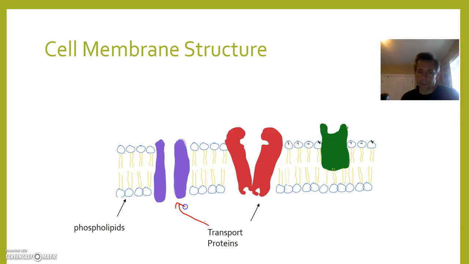I need to draw another arrow to this. This is another transport protein right here. Okay, so this whole structure is a transport protein, this purple structure here. And then, of course, this red structure here is another type of transport protein. Later in the year we're going to get into some receptor proteins that are on the surface. These surface proteins, as they're called, can either be on the outside or the inside of the cell.